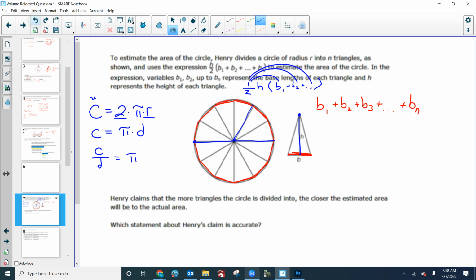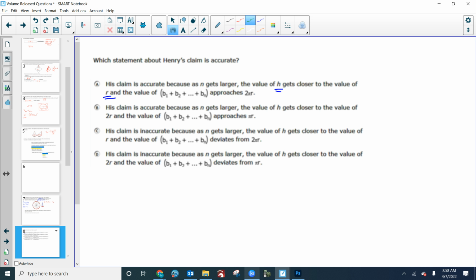Oops, nope. This blue is not h. That was the diameter originally. What's h though? Isn't h going from there to there? If you zoomed in, do you agree that's not the radius? But as we make more sides, isn't that gap going to be less and less? And isn't that green h going to get closer and closer to r, the radius? Do you see it? So that's good.